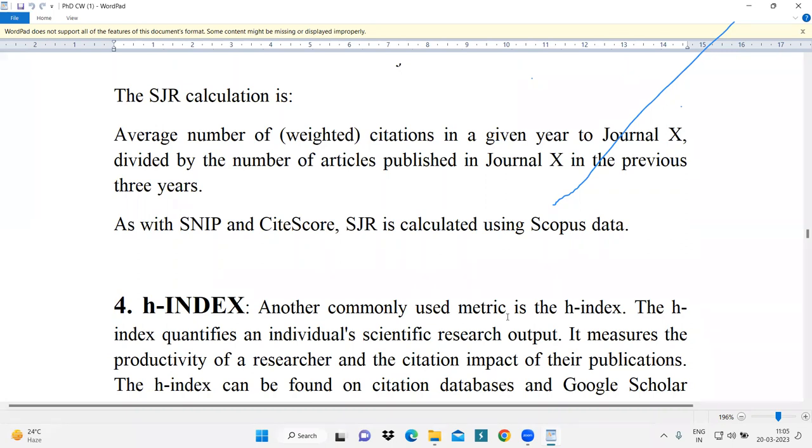Imagine the capital H, the number of articles published and the number of citations received. When they come together in a graph forming a capital H, that is given the H index.